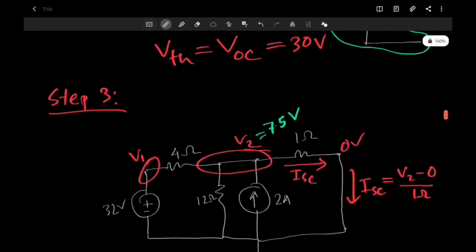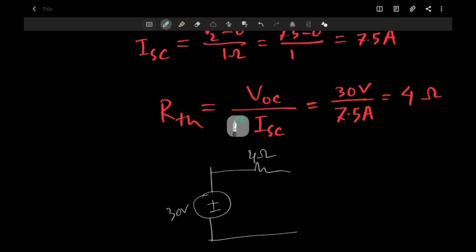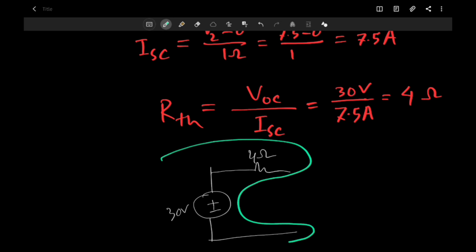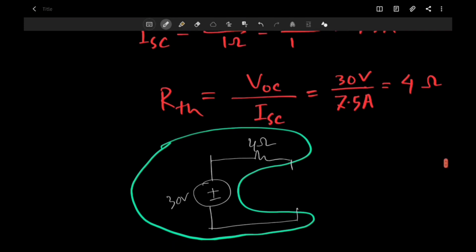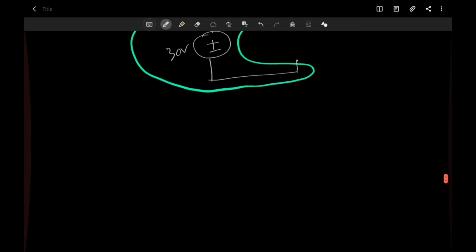So now you have learned that the whole thing is just equivalent to a 30 volt voltage source and a 4 ohm resistor. And anything you want to know about the main circuit, you can answer from this circuit. So that's the benefit of Thevenin's theorem. So this is one way. I will show you an example, but before that I want to emphasize why this is important.